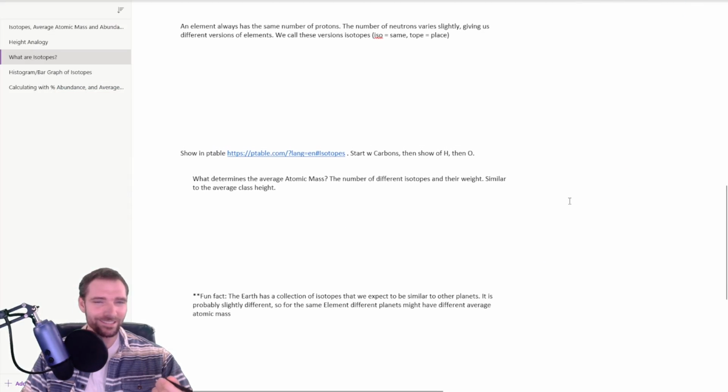Also, fun fact, the Earth has a certain ratio of isotopes because we got our isotopes from the same reactions. Carbon 12s on Earth all came from similar reactions. But different planets might have slightly different ratios of isotopes. So iron might weigh something here, but if you go to Mars, or to a different star in a different solar system, and weigh things there, iron might have a slightly different weight because the isotopes there are slightly different. It's kind of cool.